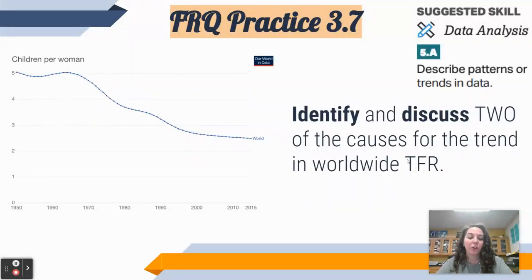So our practice FRQ for today, I want you to identify and discuss two of the causes for the trend in worldwide TFR. So not only do you need to say what two causes are, you need to discuss why those two are causing that.